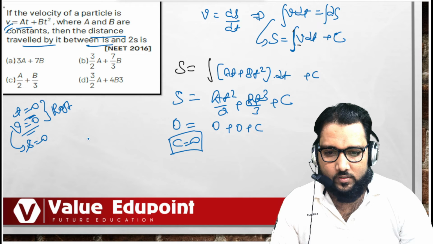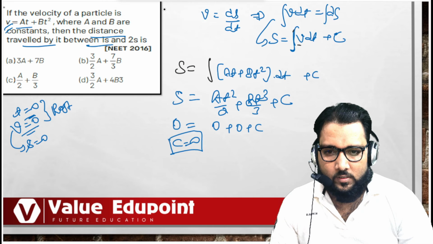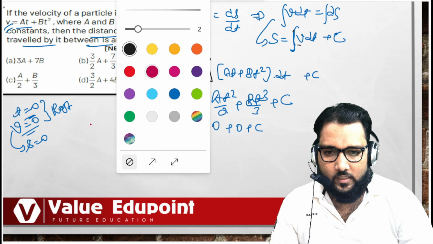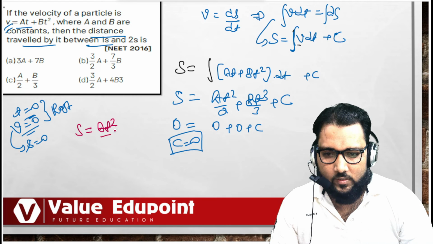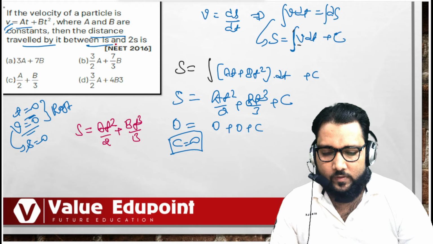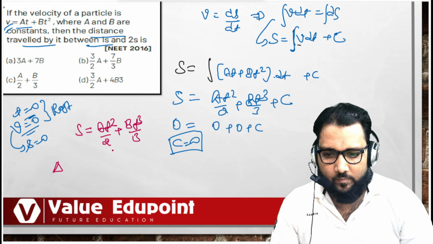Okay guys, so now the final expression comes out to be S equals A t square by 2 plus B t cube by 3. Now we have to find out the distance for time t equals 1 to 2 seconds. So simply we can say delta S.